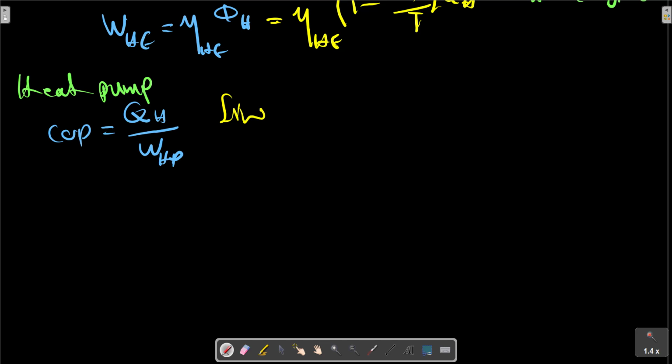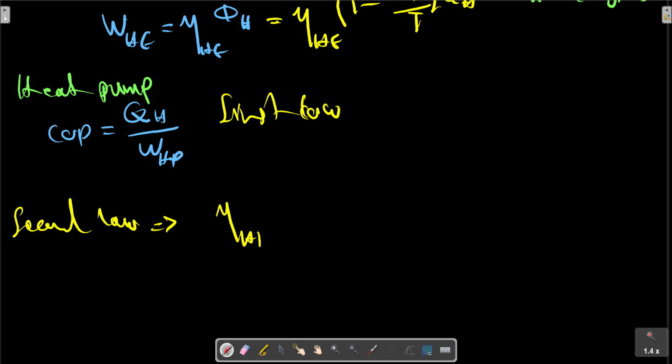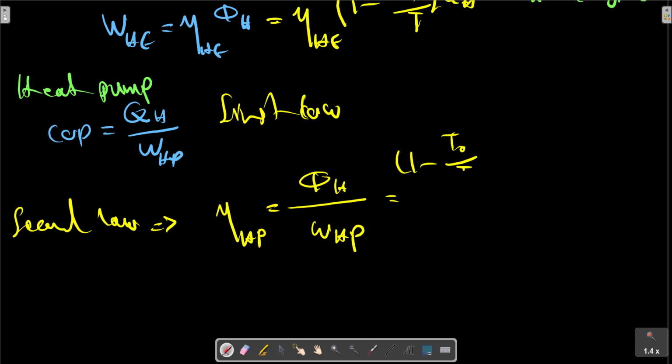In the first law, and for the second law, we have also beta of the heat pump. In this case, we don't use Q, we use phi, the available term related to the heat transfer, on the heat pump work. Availability related to heat transfer.